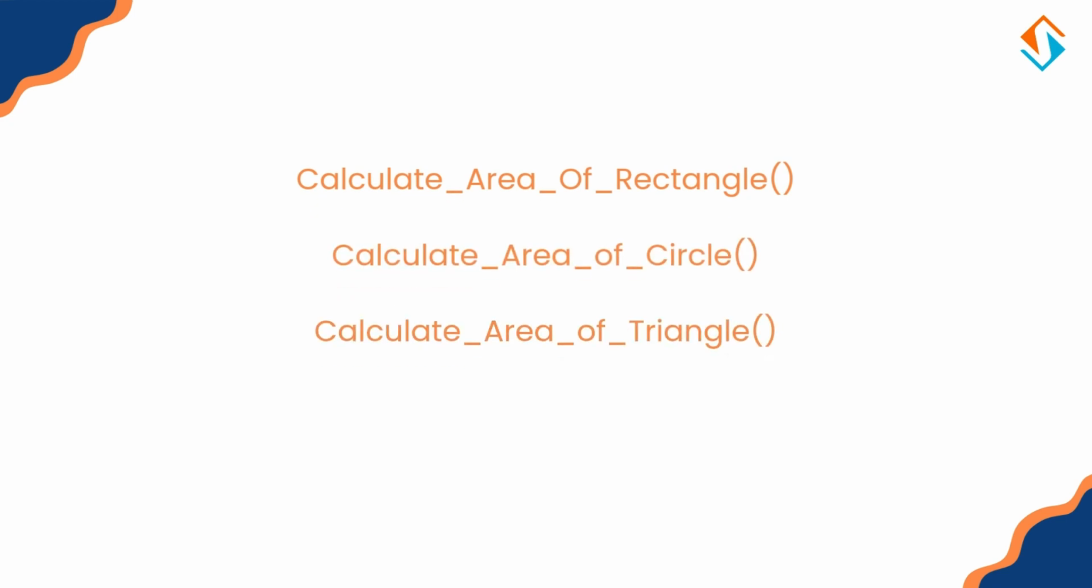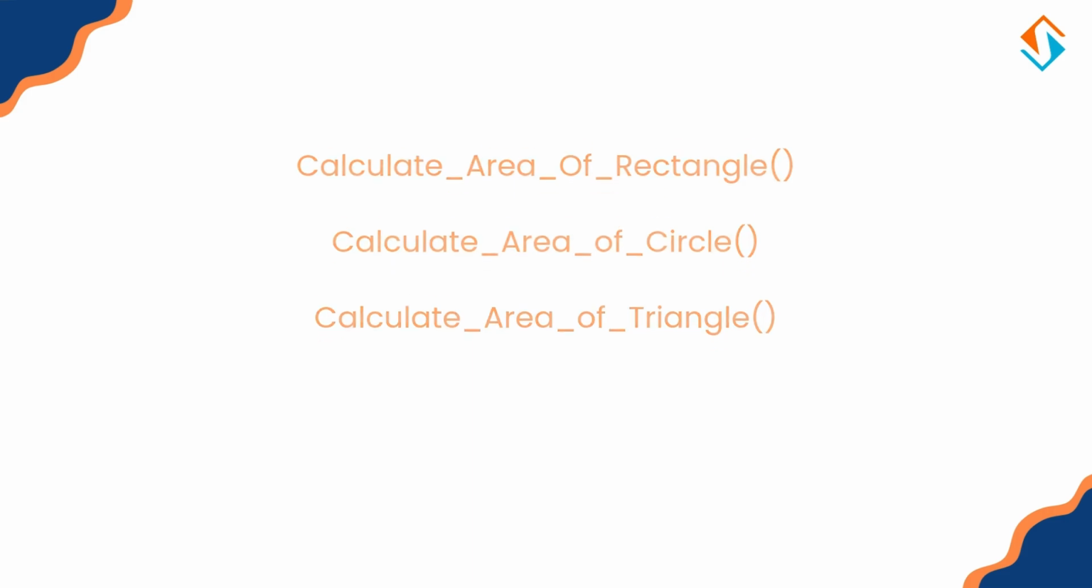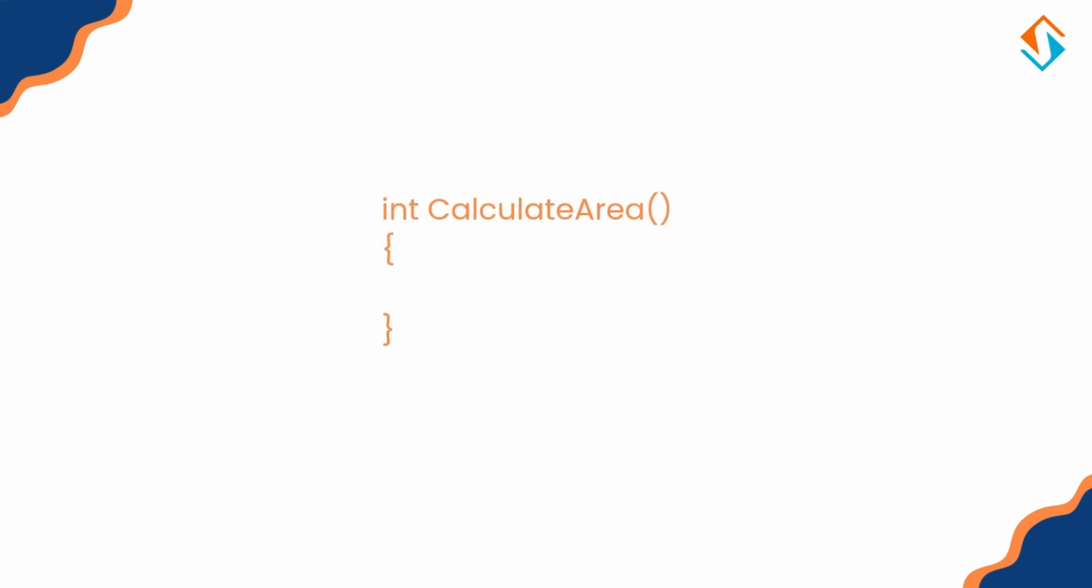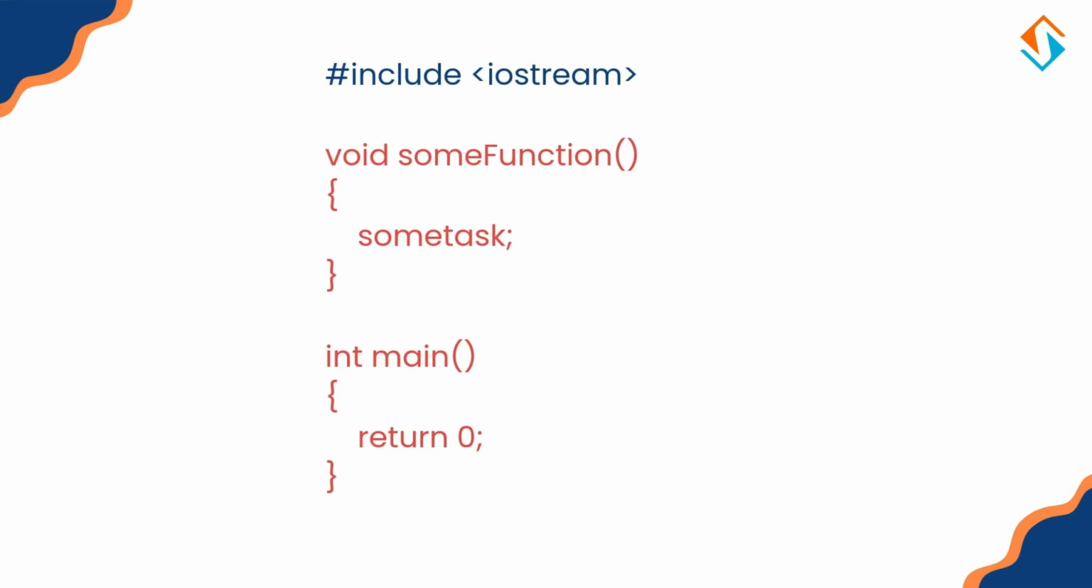Imagine you're writing a program that needs to calculate the area of a rectangle, a circle, and a triangle. Instead of repeating the same code for each shape, wouldn't it be great if you could write a function once and call it whenever you need it? Functions are the key to writing clean, efficient, and modular code. A function is like a mini program within your program. It performs a specific task and can be reused multiple times.